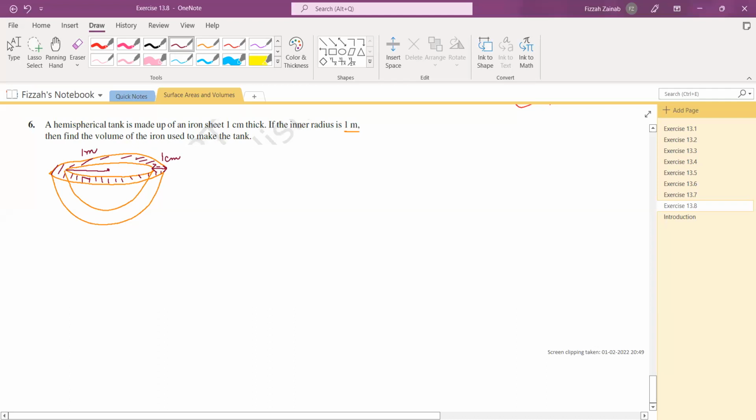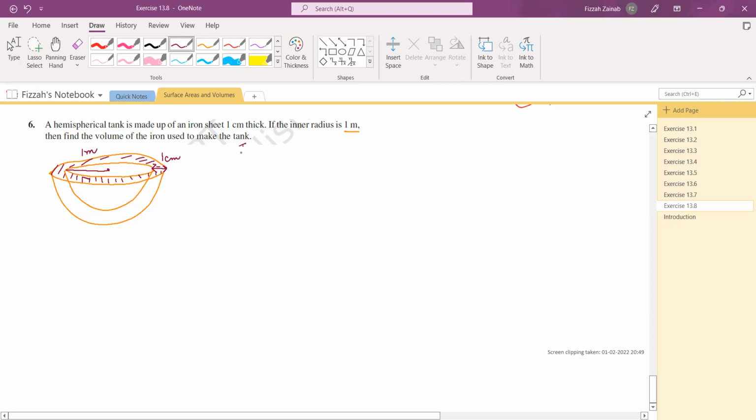Hamna, please unmute your mic. Yes, ma'am. So we are going to find the volume of the outer ball and then the volume of the inner ball, and we are going to subtract the two volumes. So we will be left with the volume of the iron used. Is this clear? So basically, first of all, we need the inner radius and then we need the outer radius.